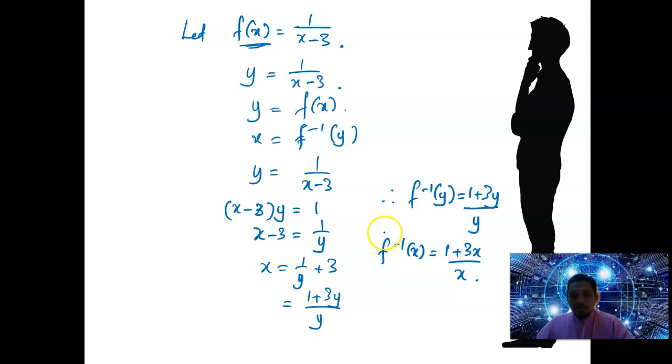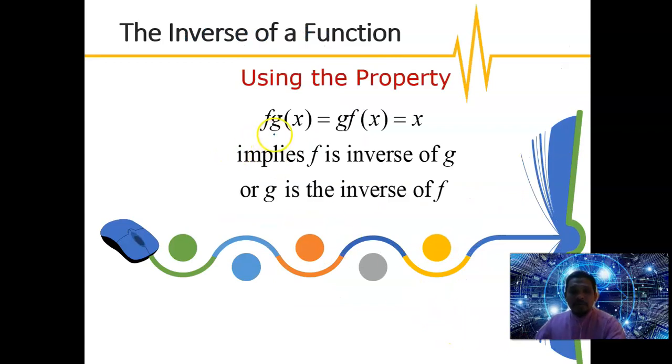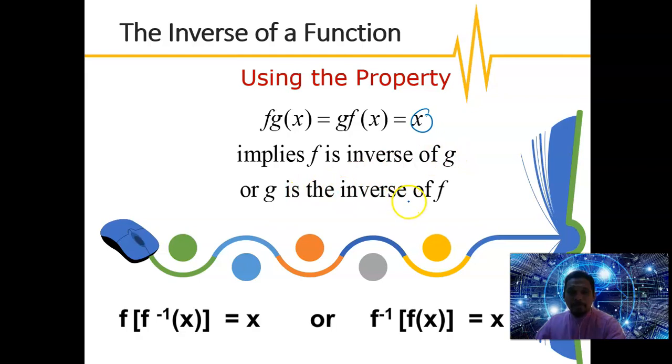how one of the methods to find the inverse of the function f(x) equal to 1 over x minus 3, then the inverse function f inverse of x equal to 1 plus 3x divided by x. Using the properties of f(g(x)) equal to g(f(x)) equal to x, it implies f is the inverse of g, or g is the inverse of the function f.